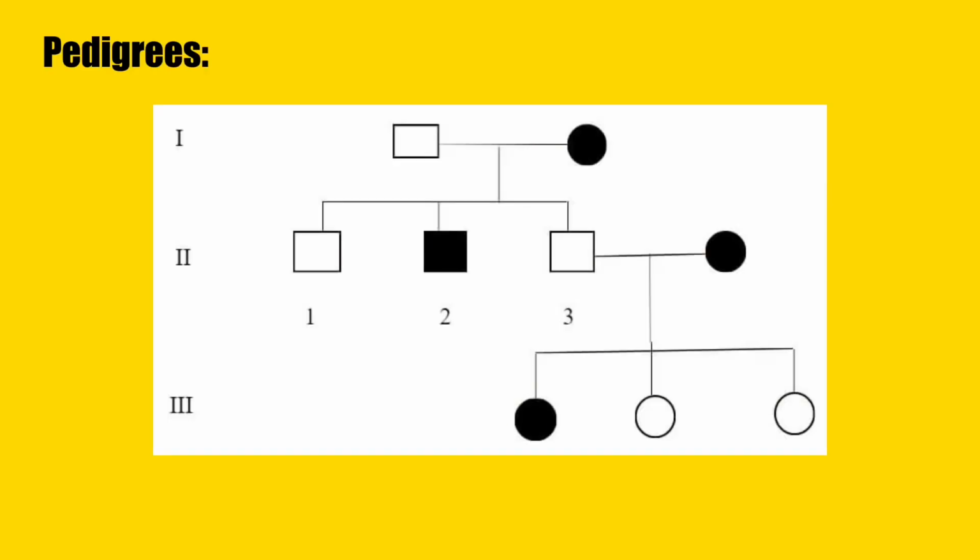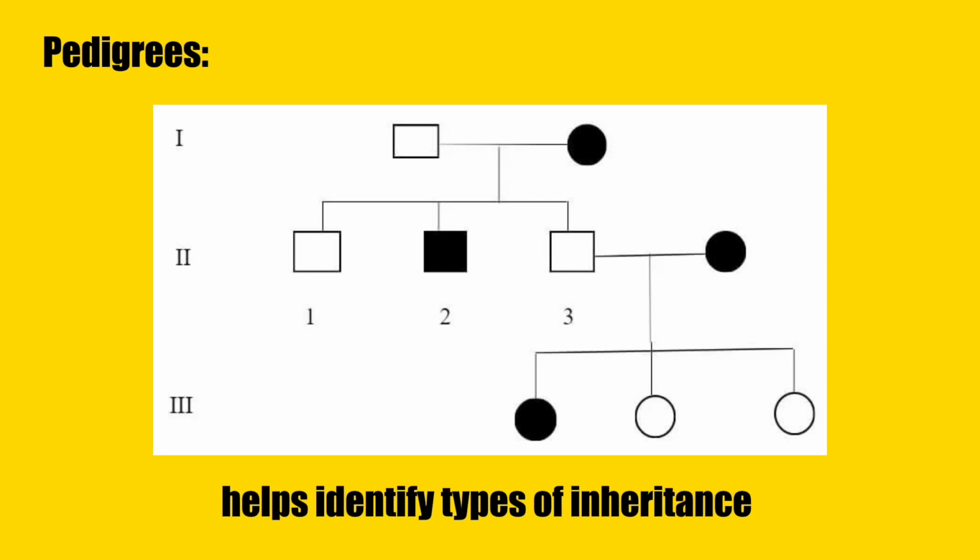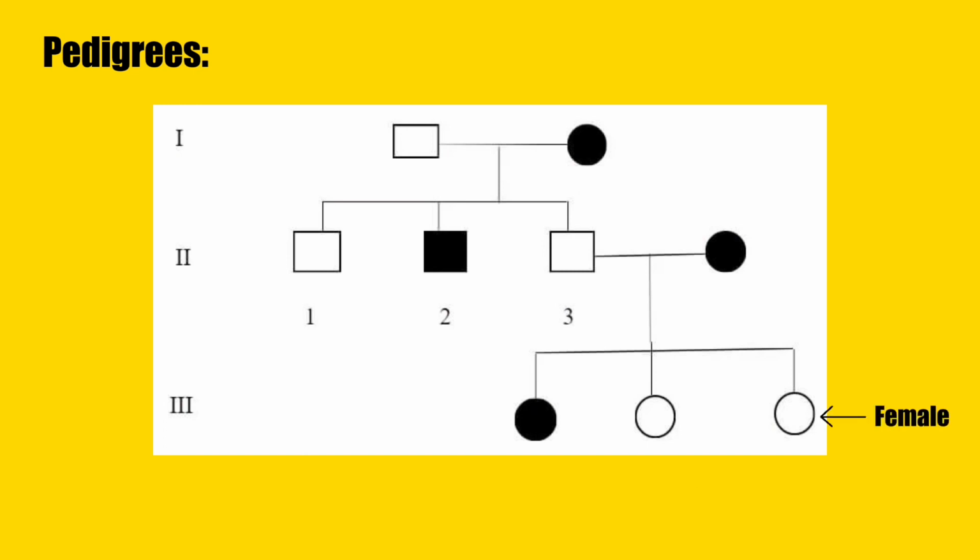Another thing is you need to make sure you understand how to read pedigrees. College Board is obsessed with this type of chart. If you don't know what a pedigree is, it is a visual representation tracing a trait through a family tree. It helps identify types of inheritance, for example, if a genetic disorder is sex-linked or not. Circles represent females, squares represent males, shaded shapes mean affected, and unshaded shapes mean unaffected. Generations are identified with Roman numerals.